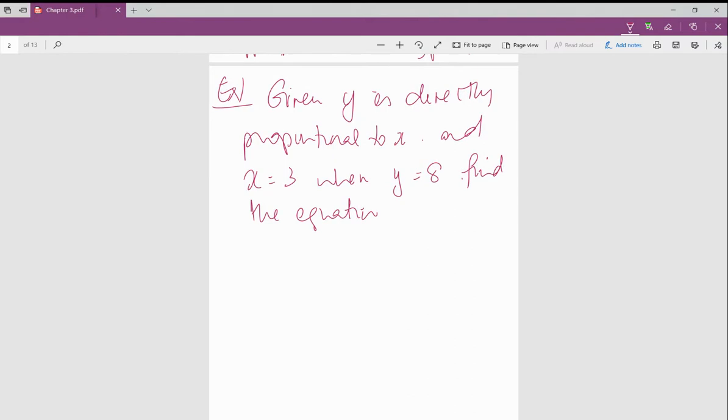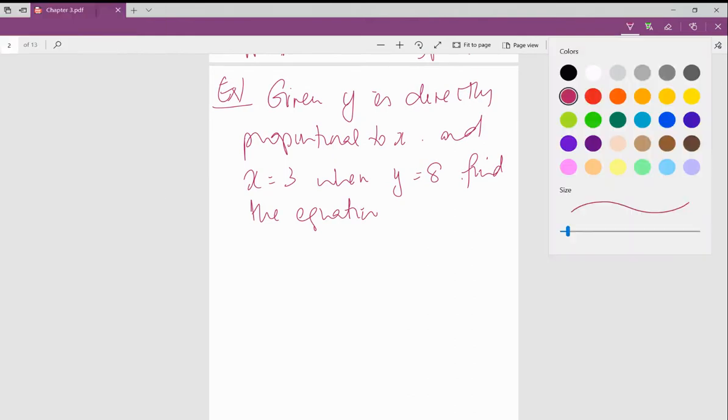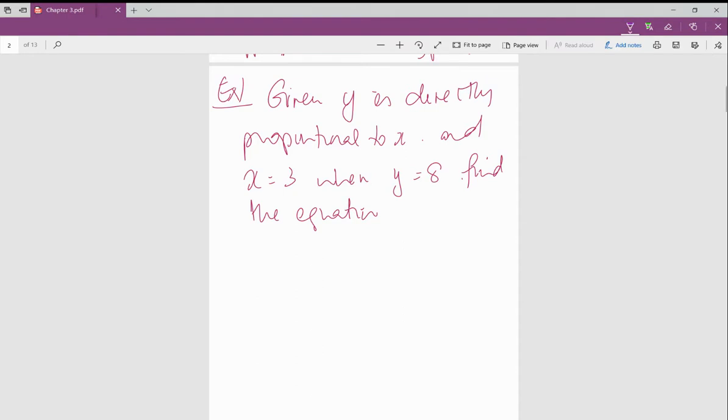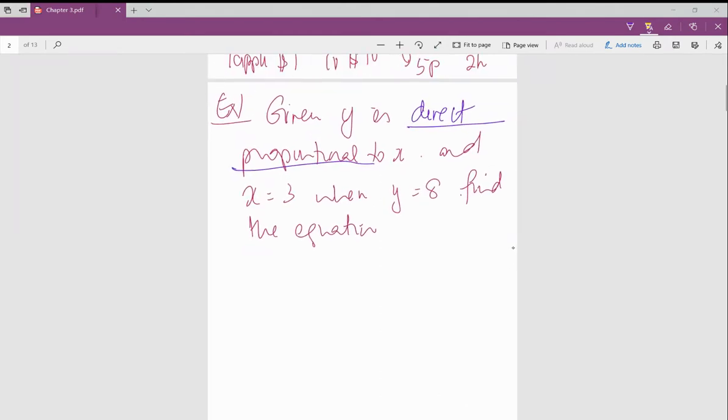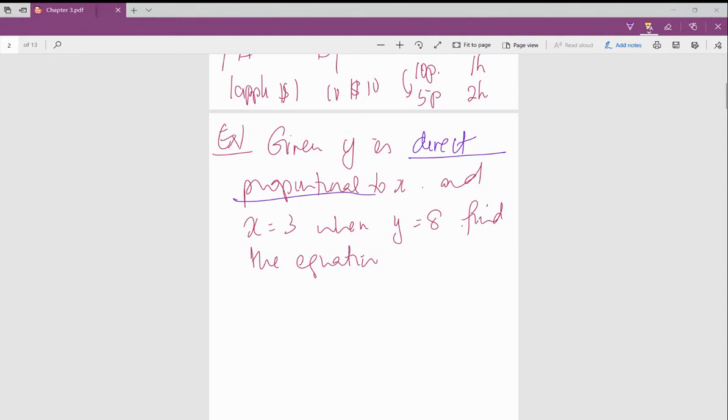They say y is directly proportional. So if I were you during the exam, many students always mix up direct and inverse proportion. My advice to you is to highlight the key word. Let me write it back again. This is direct. Let me try and see whether I can highlight. Okay, it's taking too much time. So it's direct proportion.